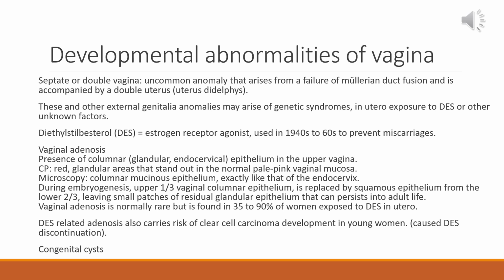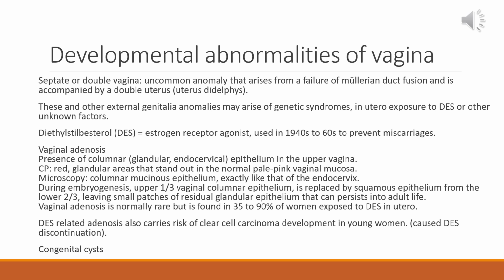Now the upper vagina arises from the Mullerian duct along with the cervix and other areas of the female reproductive tract. Therefore, it is covered by columnar epithelium. The lower two-thirds arise from the urogenital sinus and therefore is covered by stratified squamous epithelium. During embryogenesis, there is replacement of the upper one-third by stratified squamous epithelium.